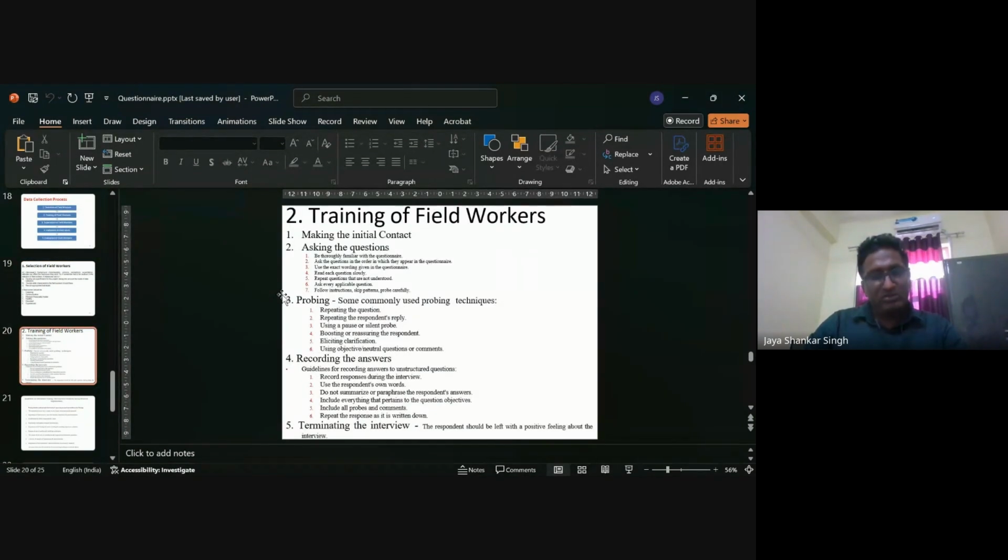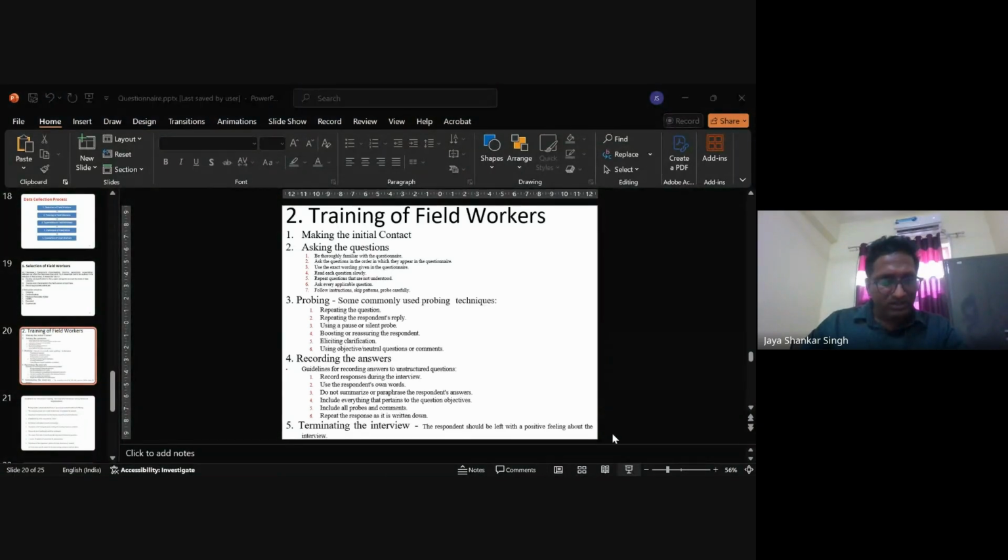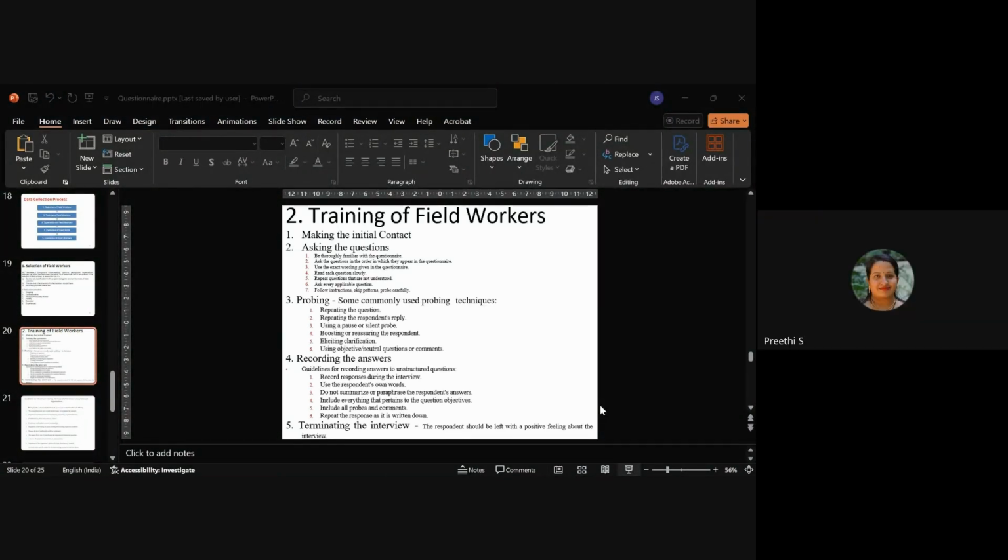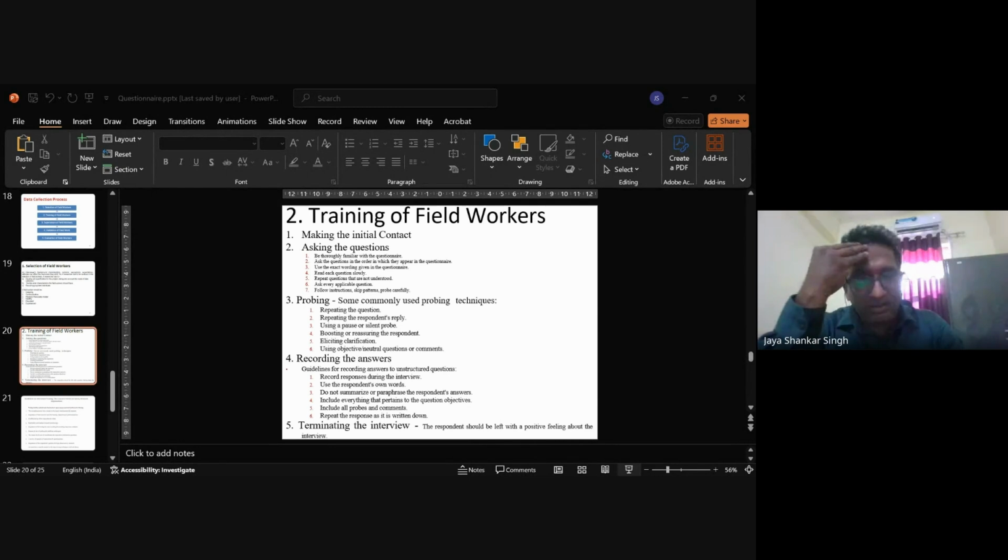Then it's your responsibility to train the field worker also, because it is very much important. I don't know whether the slide is visible to all of you or not. The text is a little bit small here. It's visible, sir. Fine. Okay. So the training of the field worker is again your responsibility.